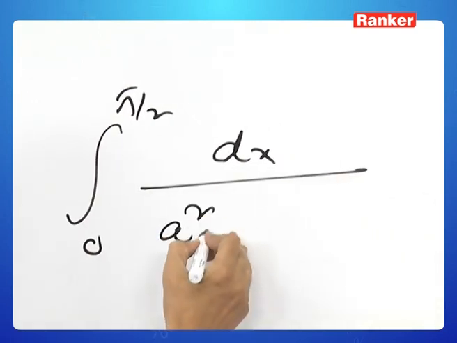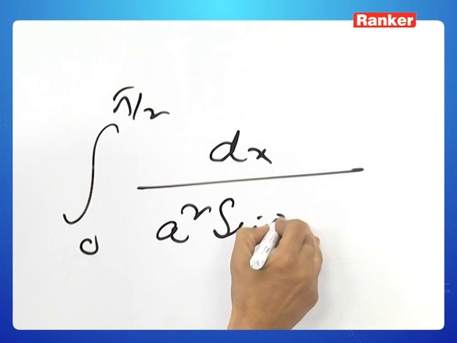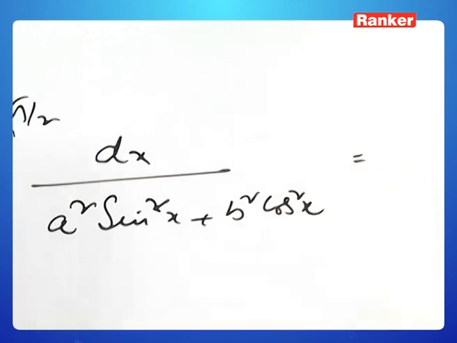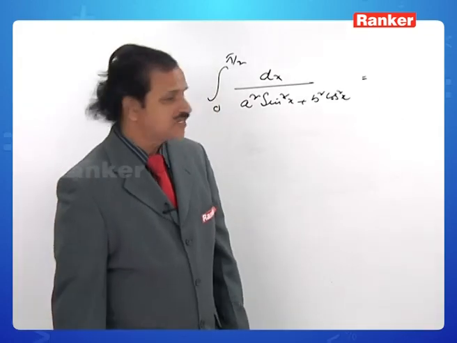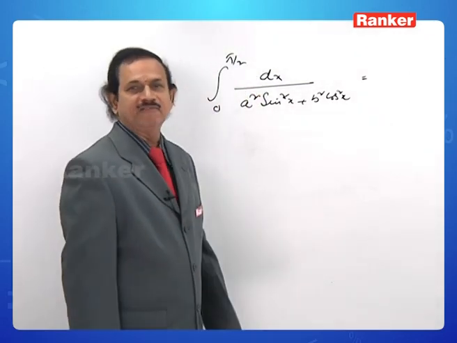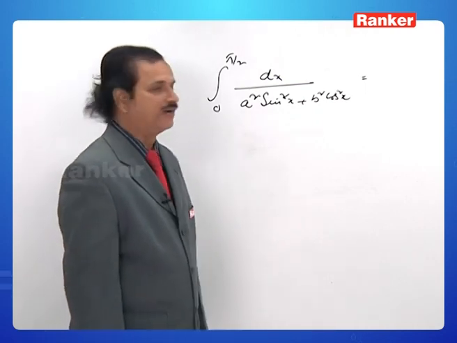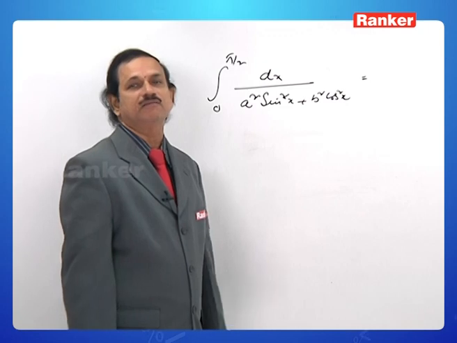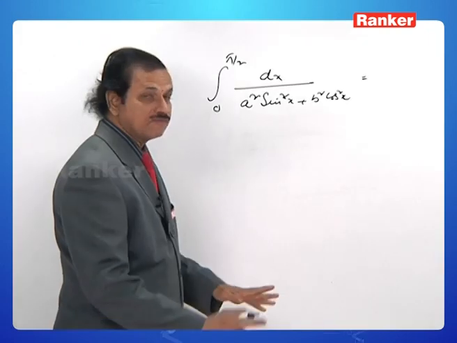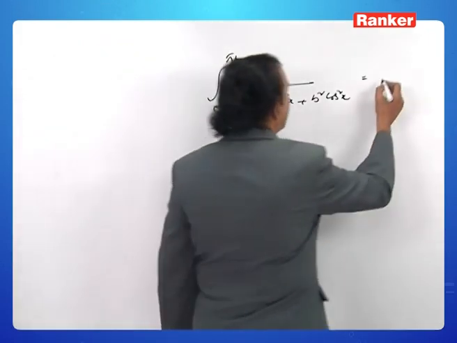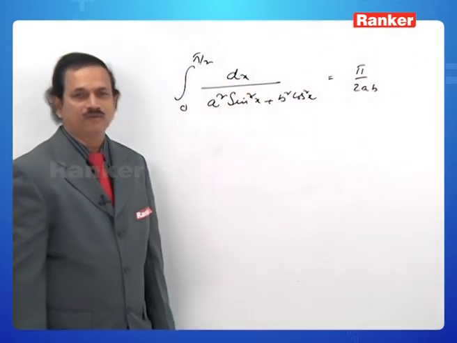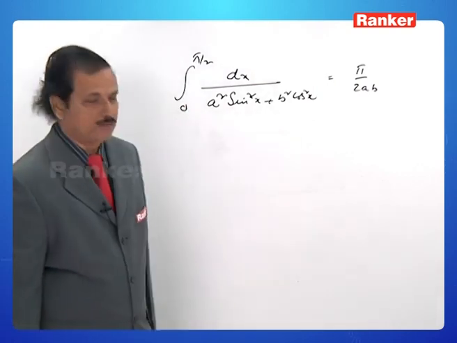Integral 0 to pi by 2, dx by a square sin square x plus b square cos square x dx is equal to... Well, look at this problem. Actually speaking, it is a famous problem. It can be solved by dividing both numerator and denominator with cos square x, and by taking a by b tan x as t, you can simplify, of course, in the place of secant square x dx, we can have dt. If you simplify that, the answer will be pi by 2ab, one of the standard answers.